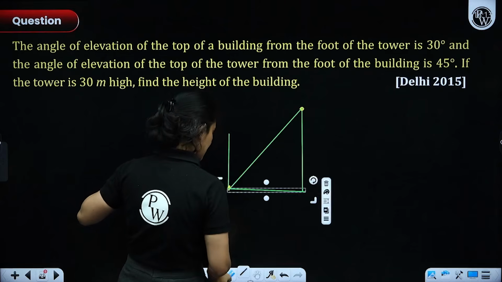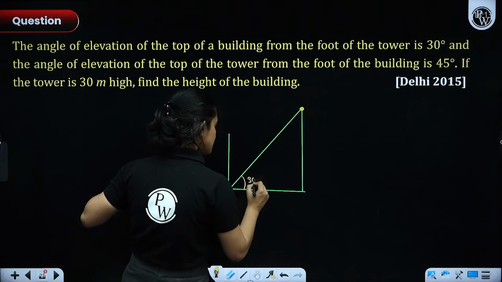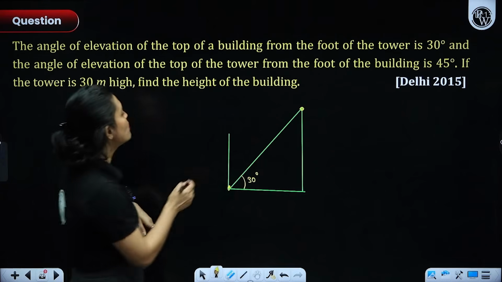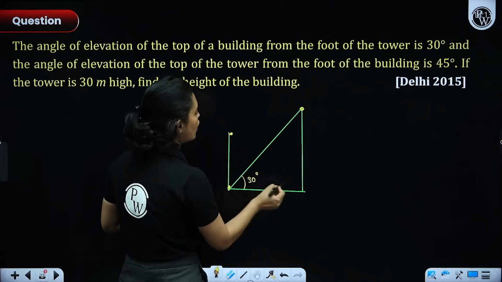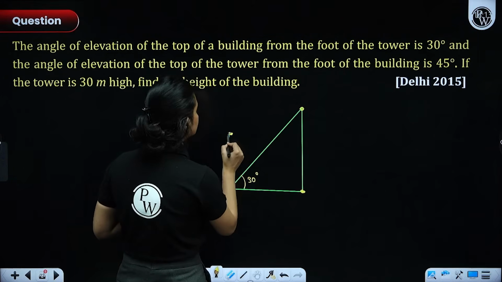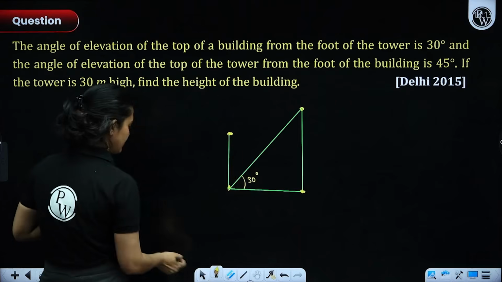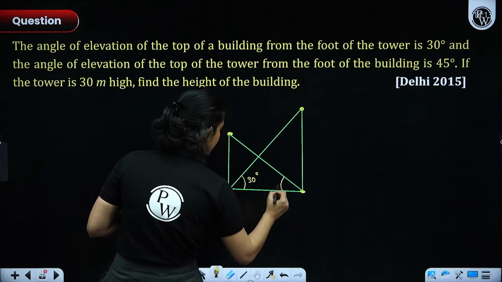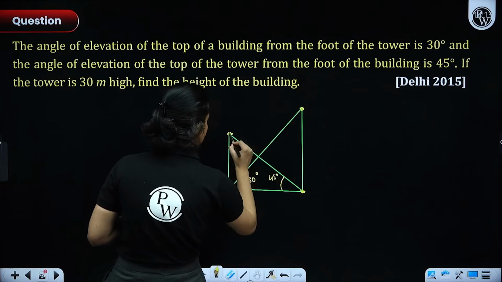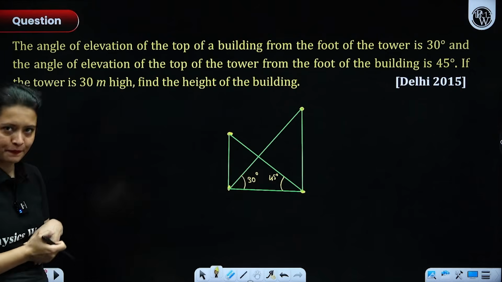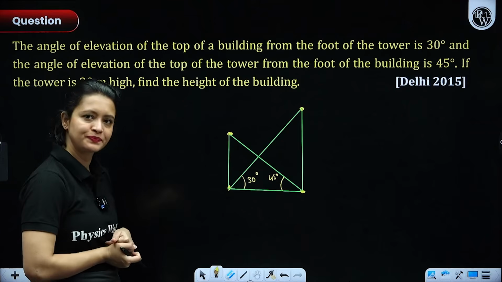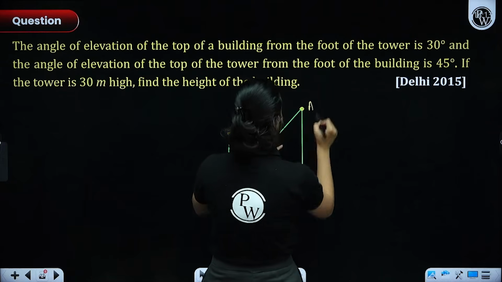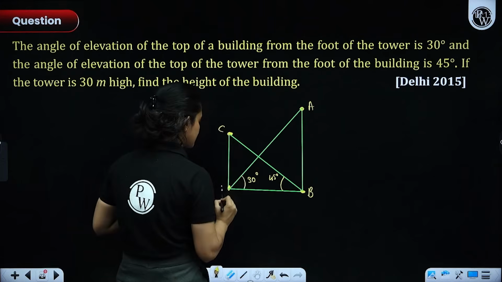Okay, now I hope I can directly draw the diagrams. This is 30 degrees. Now, the angle of elevation of the top of the tower from the foot of the building, this is the foot of the building, this is the top of the tower, is 45 degrees. This is 45 degrees. Now, have I made this correctly, everyone? Tell me, is this diagram correct? This is my building. AB is my building and CD is my tower.